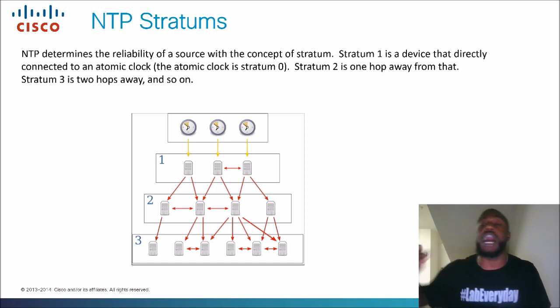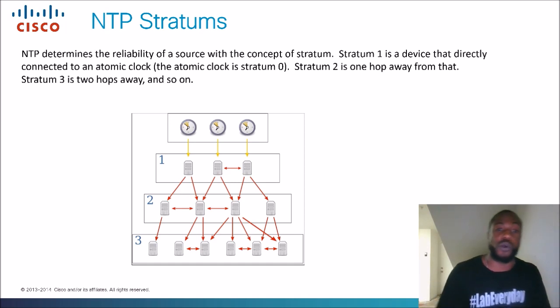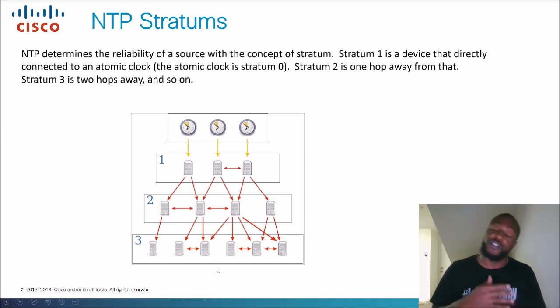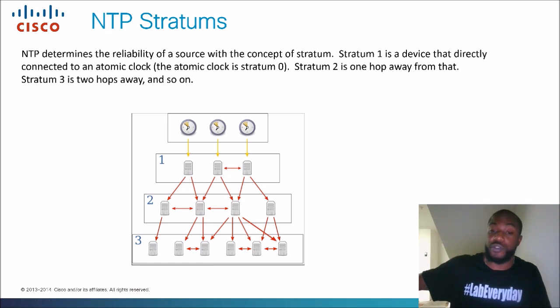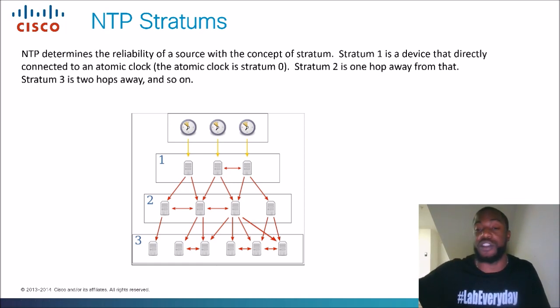Stratum 2 is one hop away from that. Stratum 3 is 2 hops away, so on and so forth, right? So these are Stratum 1 clocks or Stratum 1 devices, Stratum 2 devices, Stratum 3, so on and so forth. The lower the number, the more accurate the time is, right? Or more authoritative the source is, what we would say.